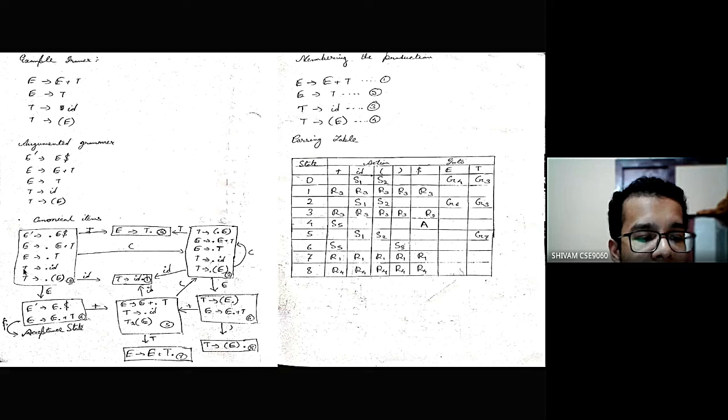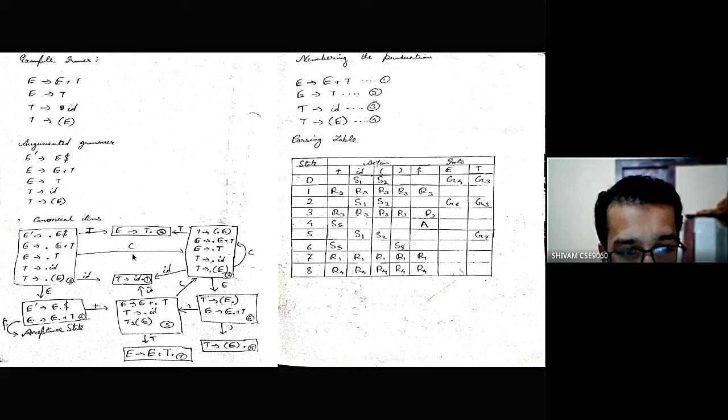Then we come to the fourth production, which is T gives dot ID. Now upon processing ID, as you can see here, we come to this state, which gives T gives ID dot. Again there is nothing on the right-hand side of ID, so we will just stop here. Then moving on to the last production, we have T gives dot open parenthesis E close parenthesis. And upon processing open parenthesis, as we can see here, it gives this state.